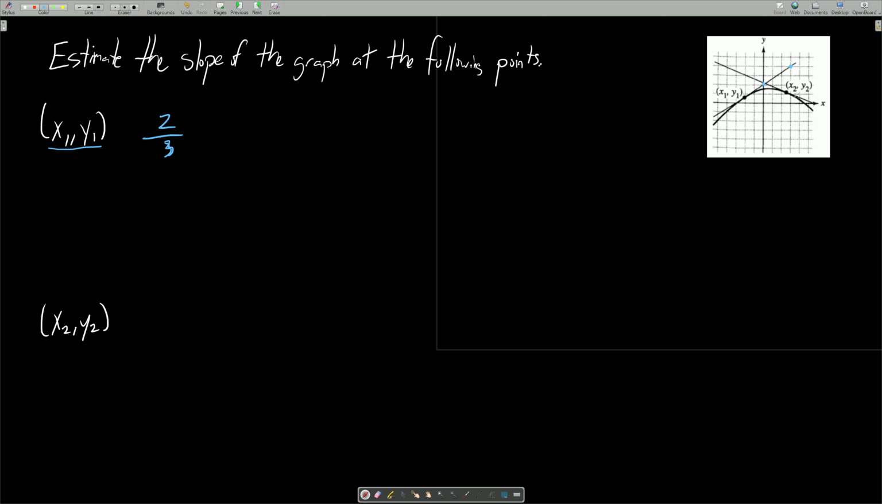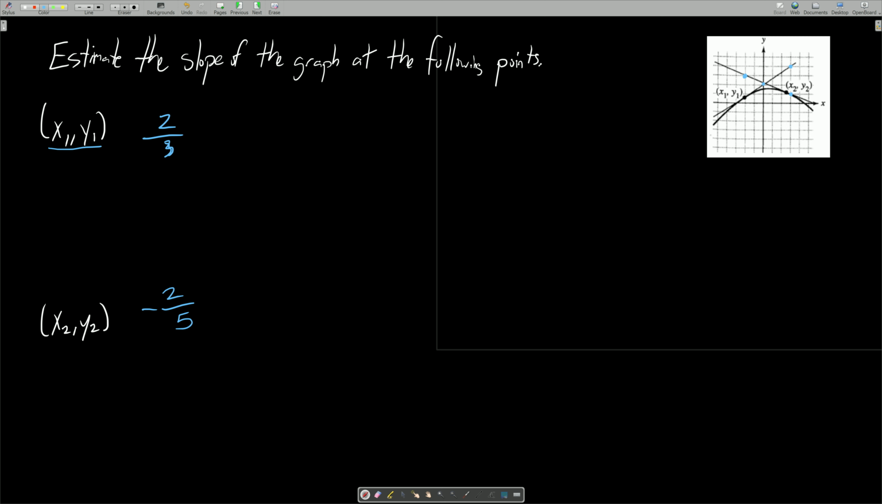You'll see the same thing with x2 and y2. We have a point right here and a point right here. You can barely see it, it is there. We get a slope of -2/5.